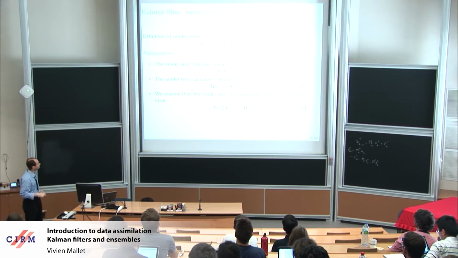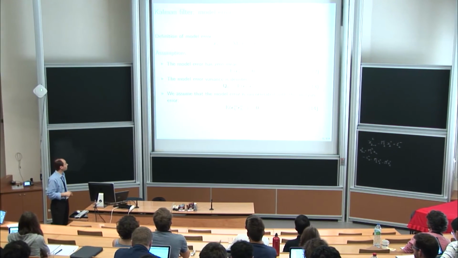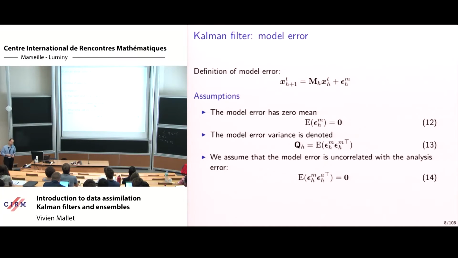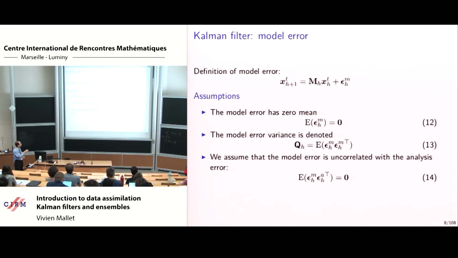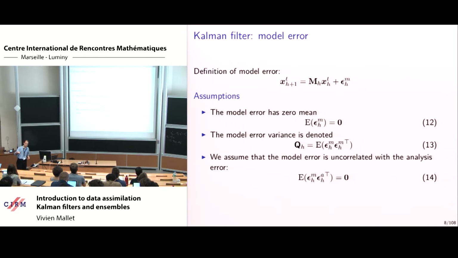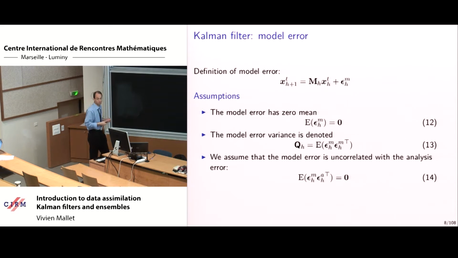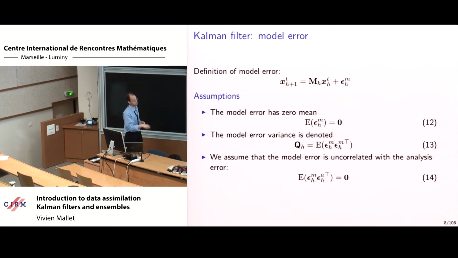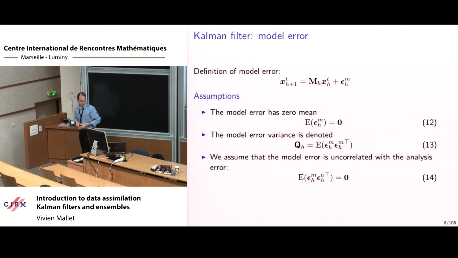And similarly, we have here the definition of model error. I put it again on this slide, same as previously. And again, we'll make some assumptions. You're getting used to these kinds of assumptions. We'll assume that the model error has 0 mean, and we'll introduce its error variance, QH. It's typical stuff, we're doing that all the time. And we also assume that the model errors are uncorrelated with the analysis error. That's to ease the computations to come.